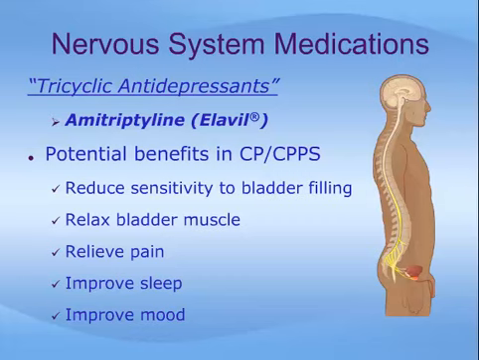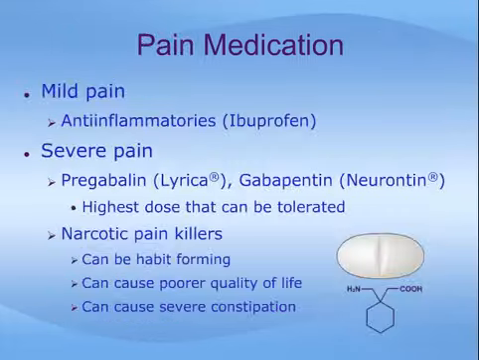Other drugs that can be used to help alleviate the symptoms and effects of long-standing chronic prostatitis, which do not directly treat the underlying problem, include drugs aimed at the nervous system and painkillers. The most common nervous system medications fall within a class called tricyclic antidepressants, especially the drug amitriptyline or Elavil. These drugs have multiple benefits, including reducing sensitivity to bladder filling, relaxing the bladder muscle, relief of chronic pain, improvement in sleep, and improvement in mood. Depending on your situation, you may need to take painkillers only occasionally, or you may need to take them more regularly. This is an important discussion to have with your physician.